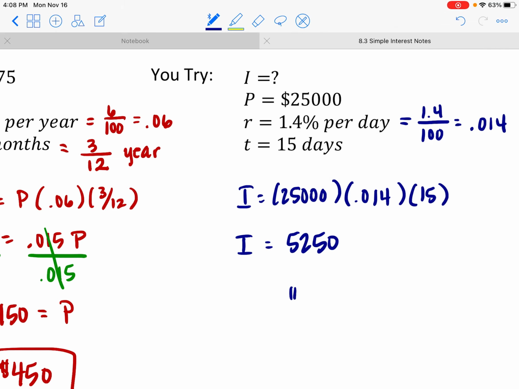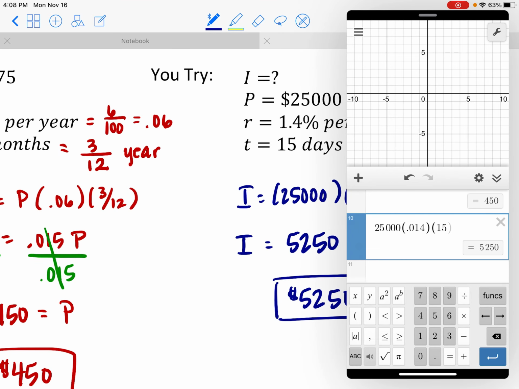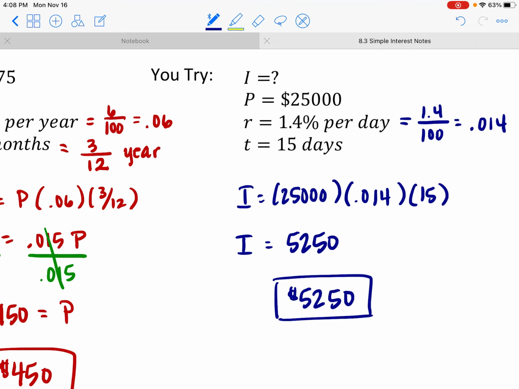So $5,250 is a lot. Did I miss a decimal in there? Let's see, 0.014, nope, that's it, 5,250. Okay, it's a lot of money this time because the higher the principal is, the higher the interest is going to be.